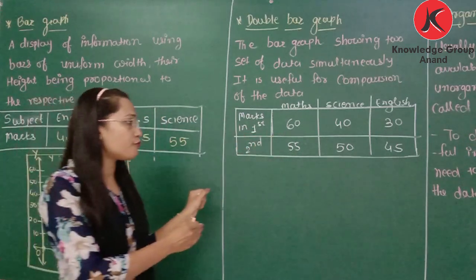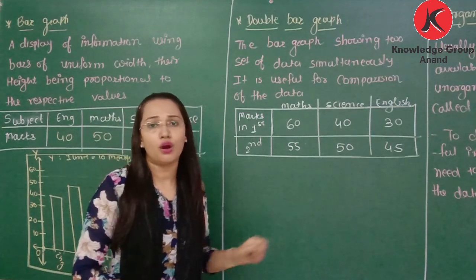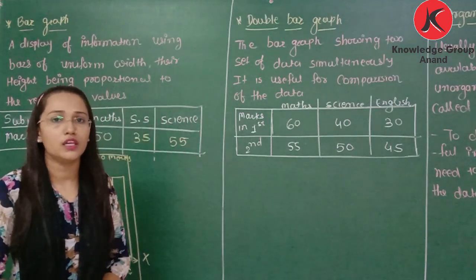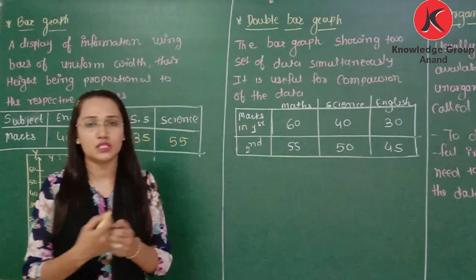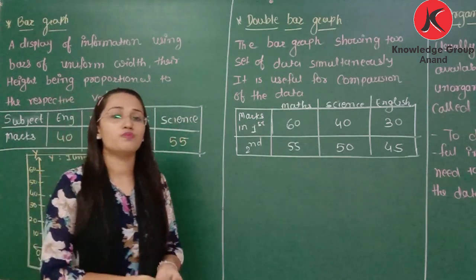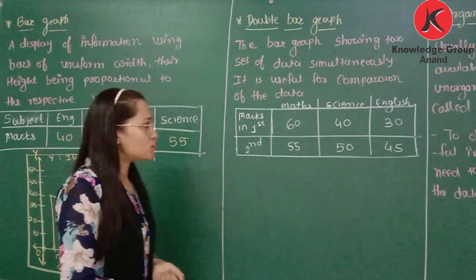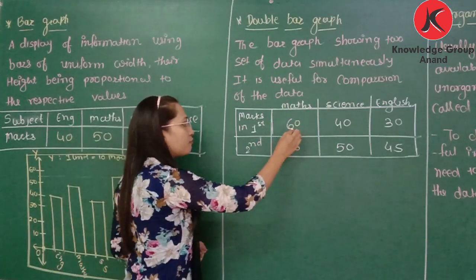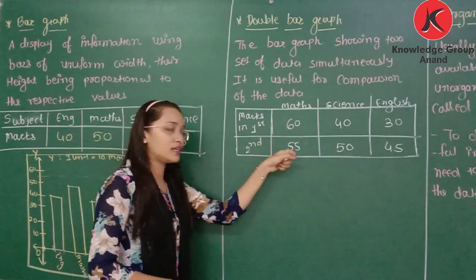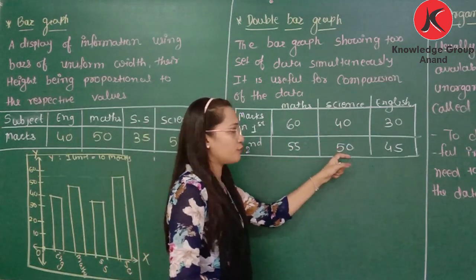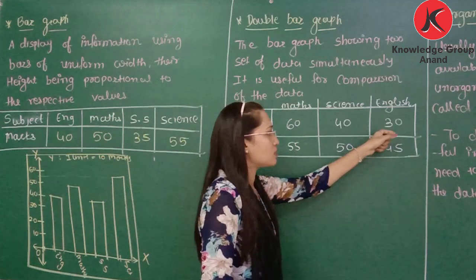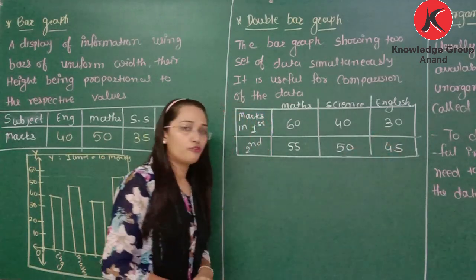So if this information is given and if we draw a double bar graph, then we get the information in which subject his performance is improving or decreasing. So here in maths, first term marks is 60 and second term marks is 55. In science, first term 40, second term 50. In English, first term 30 and second term is 45.